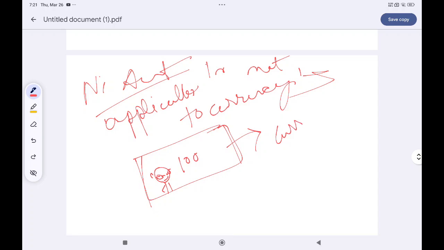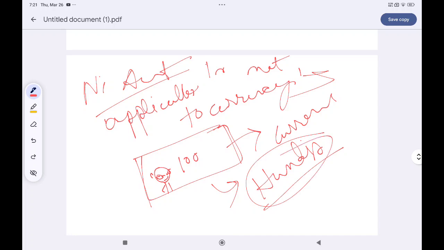But I'm trying to explain that this is a 100 rupee note. This is called currency, and under this act, currency is not applicable. Whenever we talk about instrument, currency is not applicable. And another thing is hundis. Hundis are also not applicable under this act. So these are some important things to know about this NI Act. These are the very basic things.